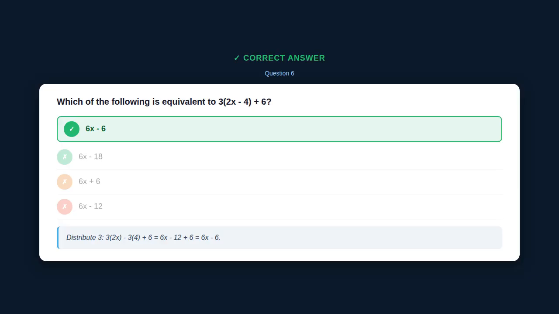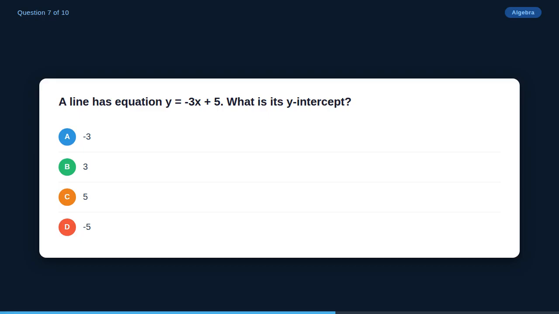Distribute 3: 3(2x) - 3(4) + 6 is equal to 6x - 12 + 6 is equal to 6x - 6. Question 7 of 10.